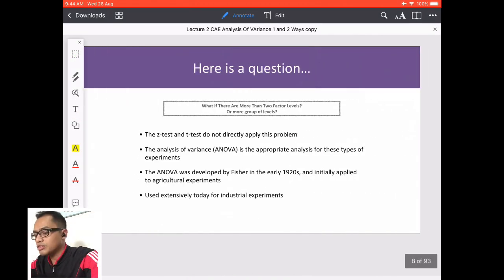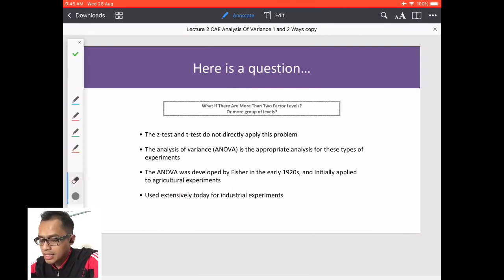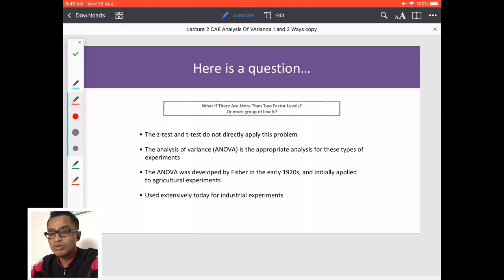On the next page, it's what I've said just now. Z-test and T-test are not directly applied to this problem. When you have more than two groups, or more than two levels, or more than two factors, the more calculation you need, which means T-test and Z-test are utterly impossible.